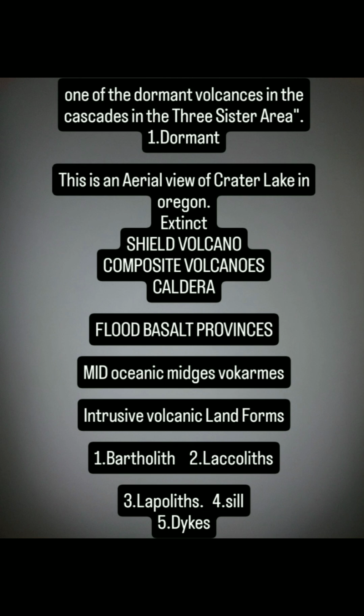Intrusive volcanic landforms. 1. When a volcanic eruption takes place, some lava comes out and some settles down in the lithosphere. 2. When lava comes out, it forms volcanic rocks. Some part cools down in the lower portion and forms plutonic rocks. Intrusive forms occur inside the crust.